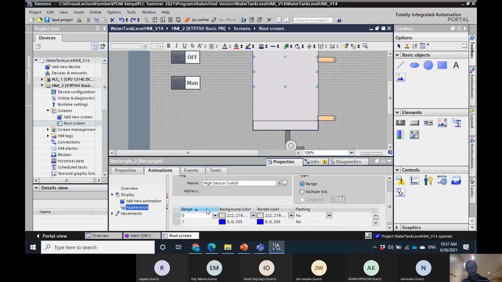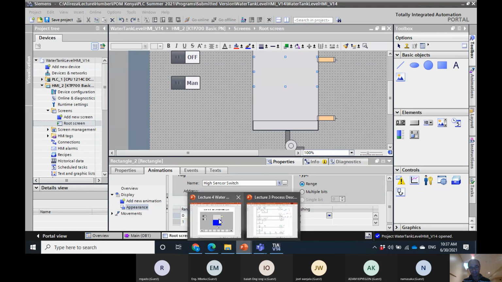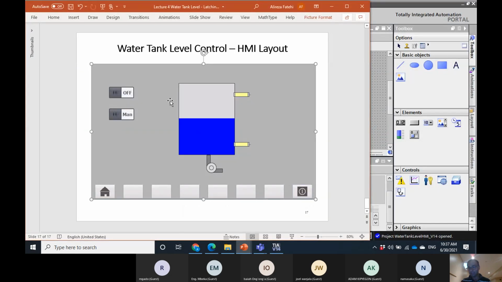If the high sensor switch is 0, the color of that is light gray. But if the high sensor switch becomes 1, the color of that is blue. So if the level reaches the high sensor switch, this becomes blue. You can see that all of this is blue, so the operator understands that the level is high by looking at the figure.